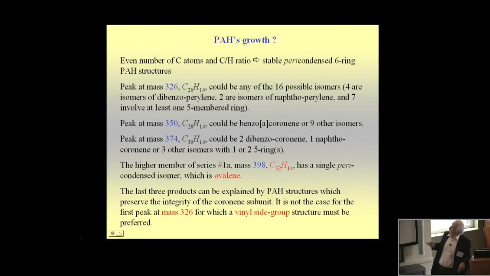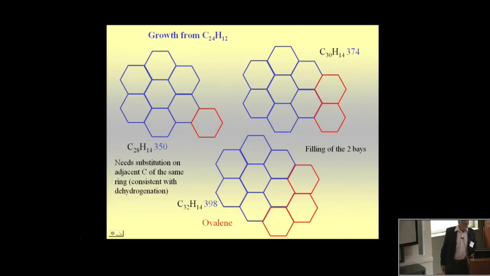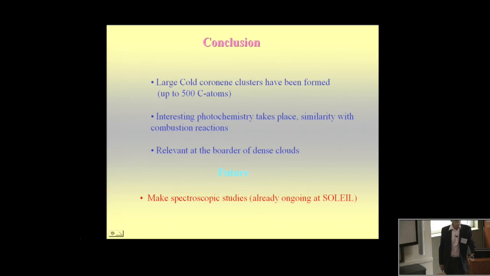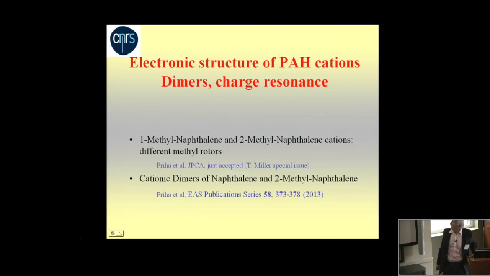Okay, one can find assignments on the main peaks with, in that case, only one pericondensed. Other ones have several possible assignments. Okay, skip that. Get to the conclusion. So, large cold coronene clusters have been formed. Interesting photochemistry takes place. It may be relevant at the border of dense clouds.